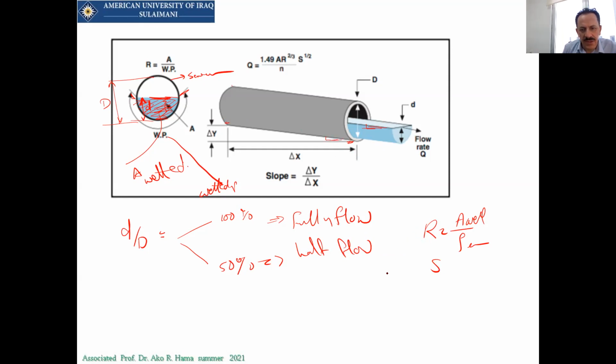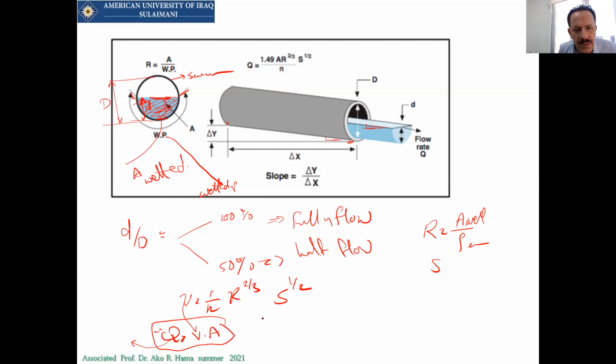And then Manning says that the velocity is equal to 1 over n times R to the 2 over 3 times S to the 1 over 2. And then Q will equal V times A. Now, which A? Exactly the A that we have here, and which V is the velocity that's here, then it will give you the Q. Now, this Q is the real flow we have.